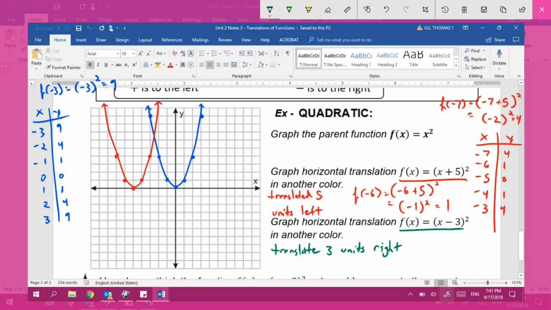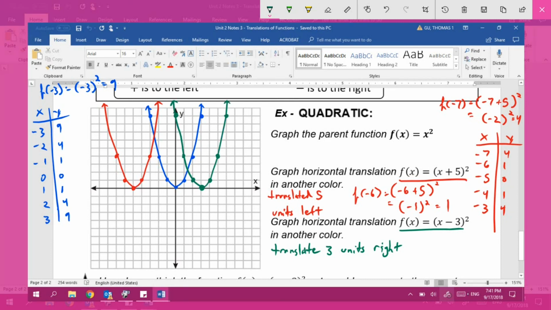Okay, so let's just look at our original parent function, take all the points and move them 3 spaces to the right. So down here we got 1, 2, 3 spaces right there. Over here we got 1, 2, 3 spaces right there. Same thing with this next point over here. I'm just going to do that with all our points that we had in the original parent function. So our new graph is going to look like this.